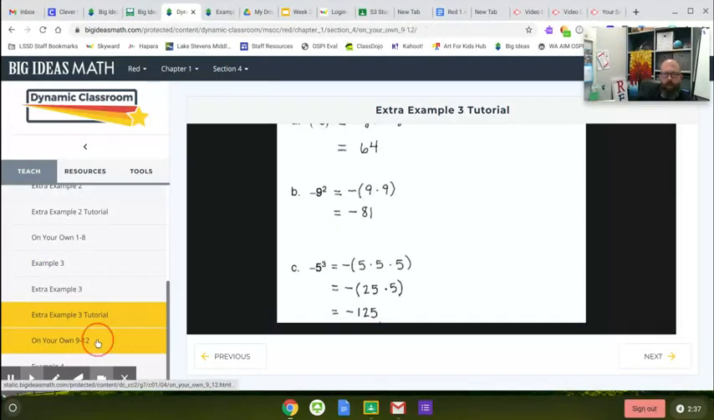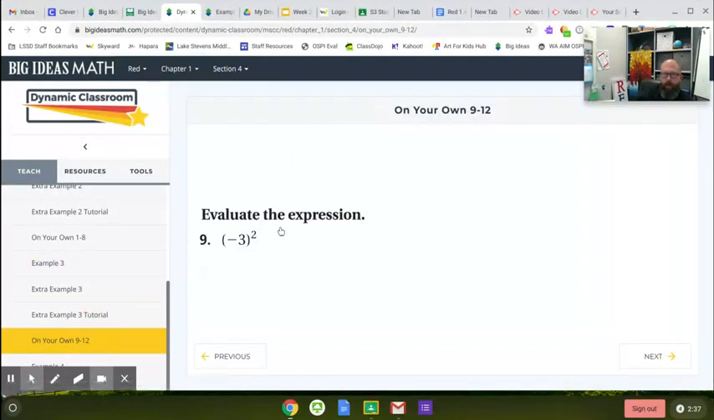Let's try a few more together here. All right, so evaluate the expression. We got (-3). This time it's in parentheses. So we multiply -3 times -3, and we end up with +9. Same thing here. It's in parentheses. So -2 times -2 times -2: -2 times -2 is 4. Times -2 again would be -8.